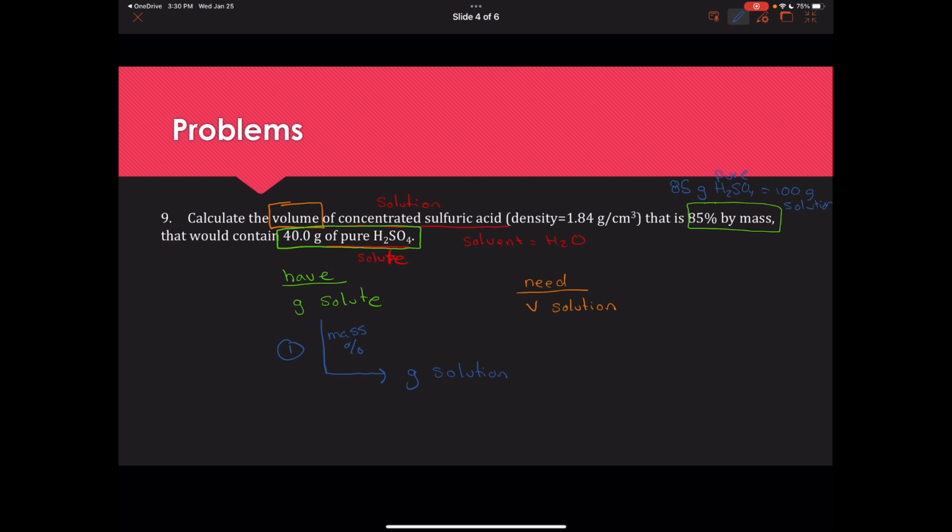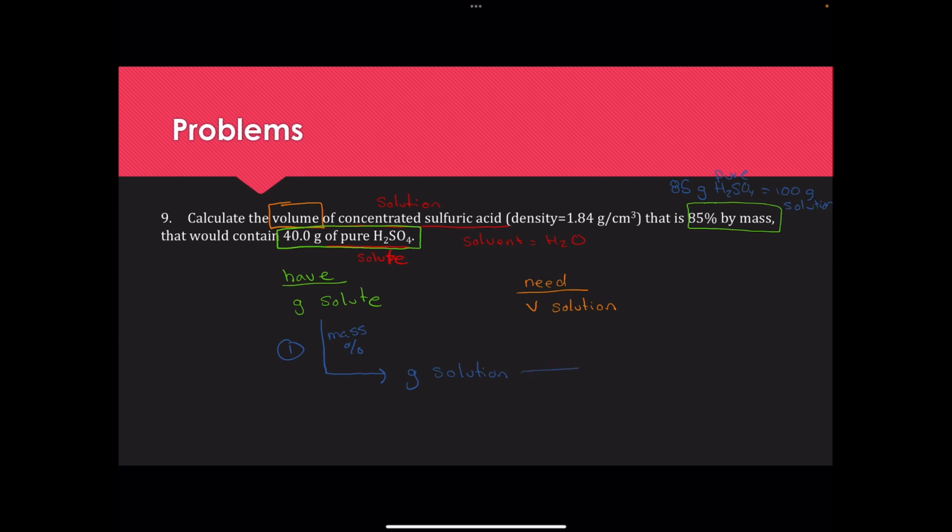Once I have the mass of my solution, the mass of a substance and the volume of that same substance are always related through the density. So my next step is we're going to do grams to volume using the density of the solution. And I'm given the density of the solution. So the fact that that density follows the word concentrated sulfuric acid tells me that is the density of my solution.